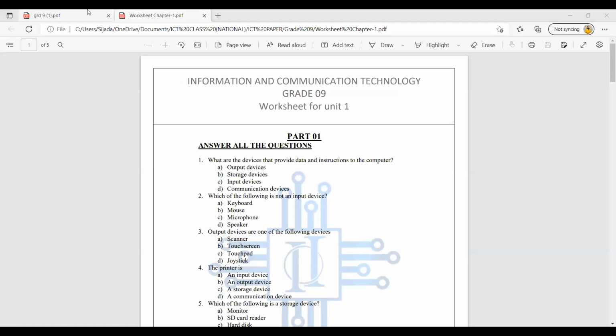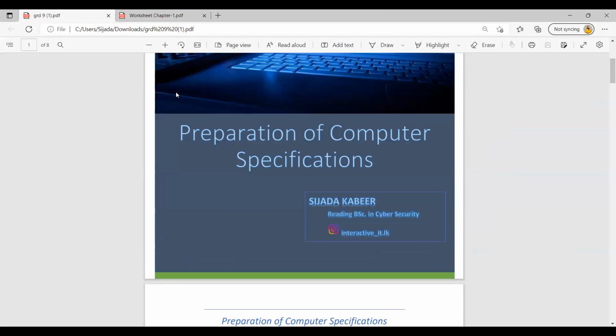Okay, so your first lesson will be the lesson that we'll be doing today, which is preparation of computer specification. Now, you all are buying a lot of computers nowadays. If you see recently, today actually iPhone 14 was released, right? So there are a lot of devices all of us are using.